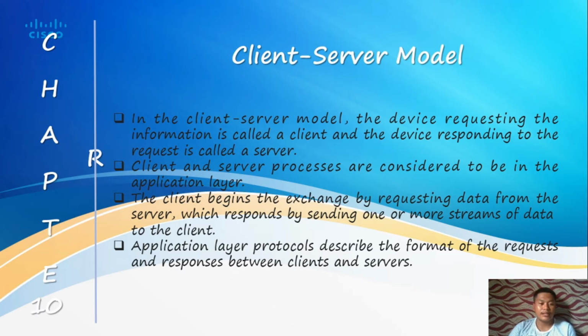Client-server model. In the client-server model, the device requesting the information is called a client and the device responding to the request is called a server. Client and server processes are considered to be in the application layer. The client begins the exchange by requesting data from the server, which responds by sending one or more streams of data to the client. Application layer protocols describe the format of the requests and responses between clients and servers.